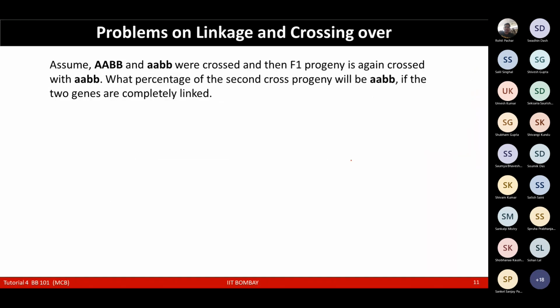Okay, answer this question then. Assume capital A, capital B is crossed with a small b. Then the F1 progeny is again crossed with the small b. What percentage of the second progeny will be A, B, B if the two genes are completely linked? Again, you have answered this thing actually. 25%? No. Just tell me this. 6.25%? 6.25%, how? 1 by 16 is the probability.